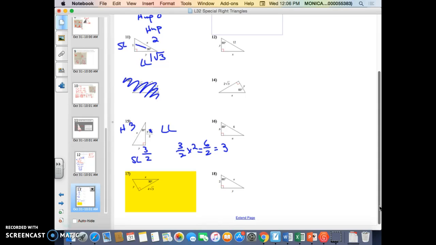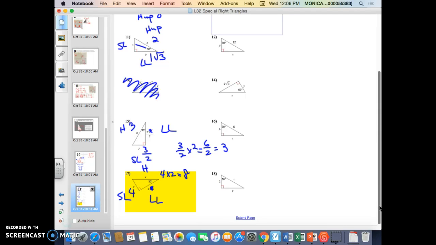Okay, for the last one, again, this is my long leg. This is my short leg. This is my hypotenuse. Well, if my long leg is 4 times the square root of 3, if I just take the square root of 3 off, that will give me my short leg, 4. And then my hypotenuse is just 4 times 2, which is 8.